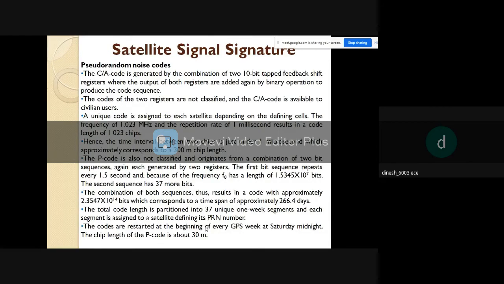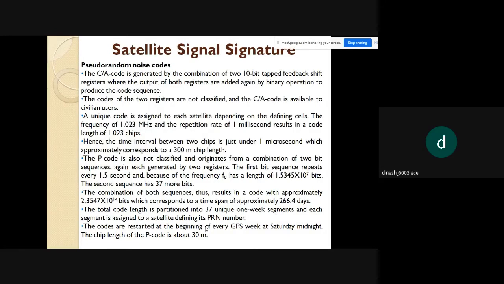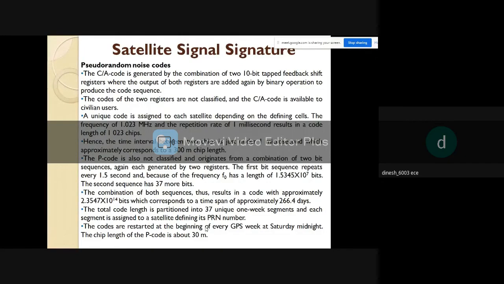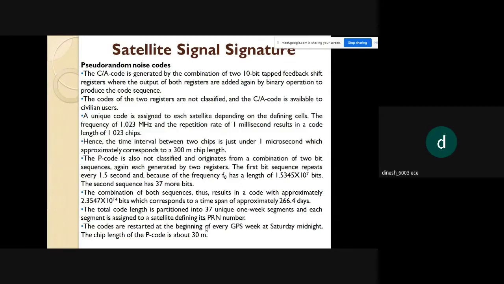For this, we use C/A codes, which are generated by the combination of two 10-bit tapped feedback shift registers, where the outputs of both registers are added by binary operation to produce another set of code sequences. The codes of these registers are not classified, because they are used by civilian users and are open to all.